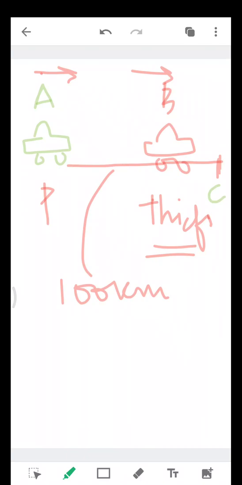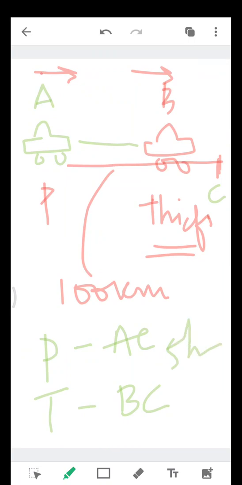So who should be faster in this according to you? Police should be faster to catch the thief or not? Yes, so police has to be faster to catch the thief because they are already 100 kilometer apart. They have to cover this distance and they have to run behind the thieves. So distance traveled by police car is from A to C, isn't it? Police car traveled from A to C and thief's car traveled from B to C, BC, in say 5 hours something.